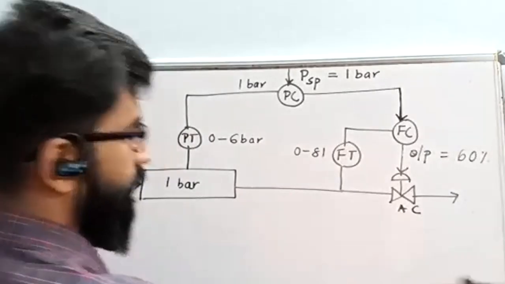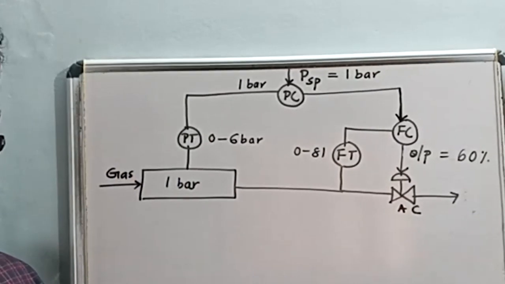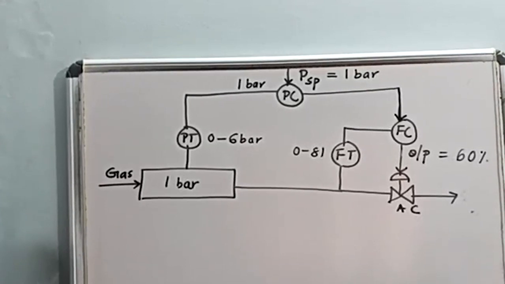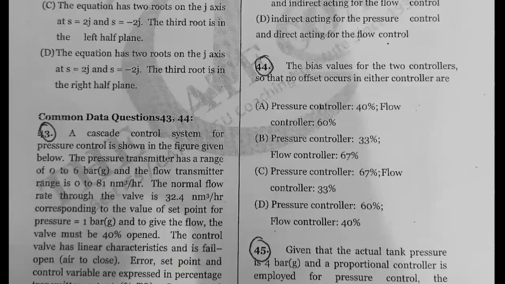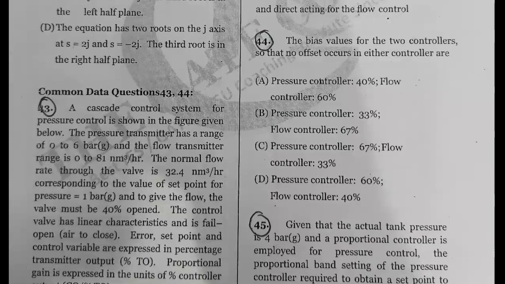Yes, right. So the third question is the important question. Given that the actual tank pressure is 4 bar and a proportional controller is employed for pressure control, right? So there is a proportional controller for pressure control. Now, the proportional band setting of the pressure controller required to obtain a set point to the flow controller equal to 54. So this is the question.